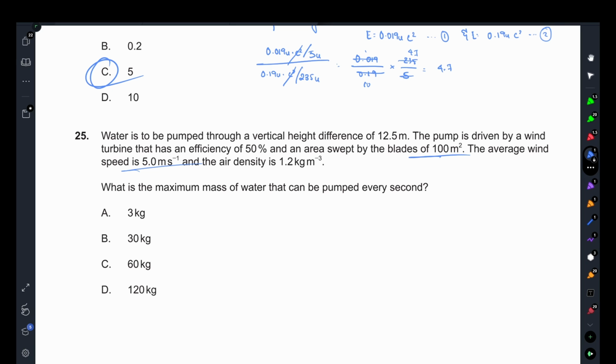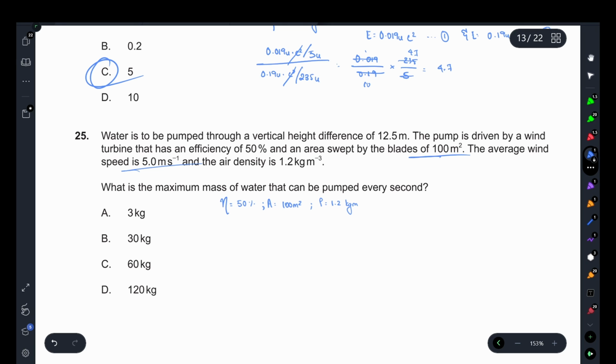So chapter 8, you'd want to use the data booklet for this because there's a formula that I particularly don't like to memorize. If you do, go right ahead. So let's write out what we have. We have an efficiency, which is 50%. We have the area of the blades, which is 100 meters squared. We have the density of the air, which is 1.2 kilogram per meter cubed. We have the velocity, which is 5 meter per second. And finally, we have the delta H in water, which is 12.5 meters.